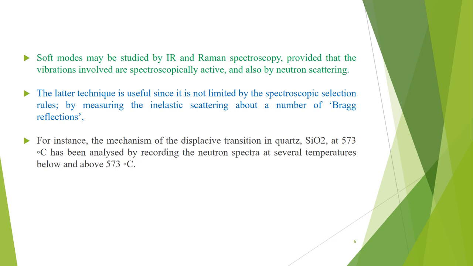For instance, the mechanism of the displacive transition in quartz, silicon dioxide, at a temperature of 573 degrees centigrade has been analyzed by recording the neutron spectra at several temperatures below and above 573 degrees centigrade.